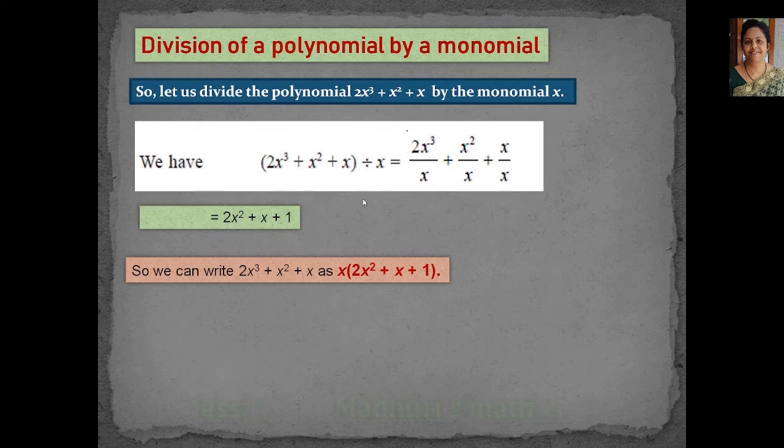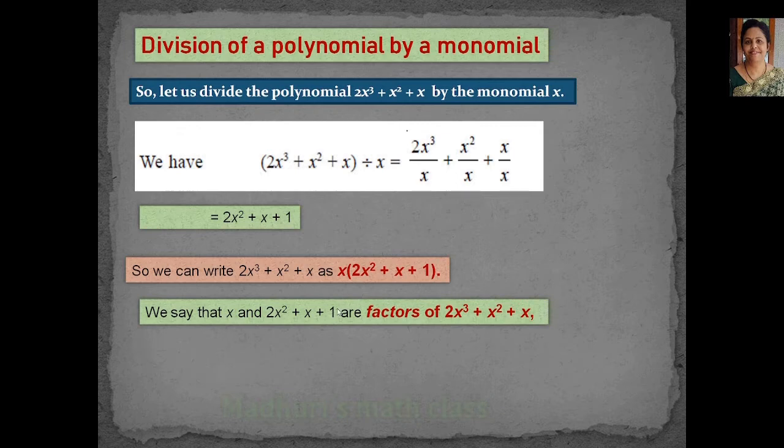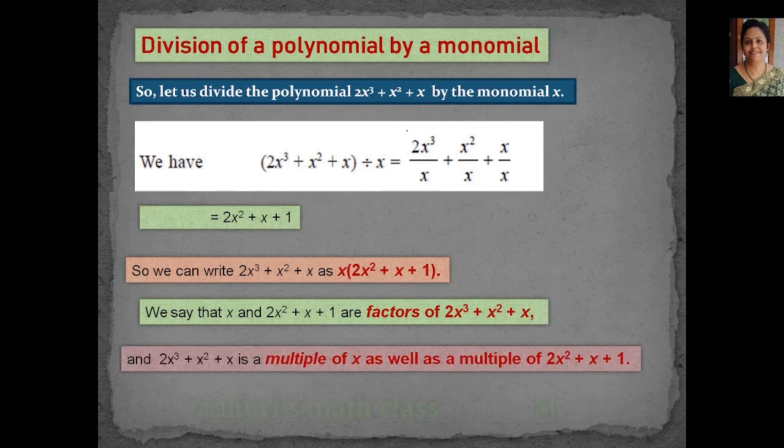So x is the divisor. Here we can say that x and 2x squared plus x plus 1 are the factors of 2x cube plus x squared plus x, and 2x cube plus x squared plus x is a multiple of x as well as a multiple of 2x squared plus x plus 1.